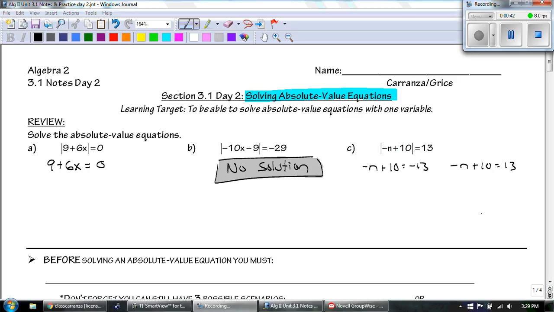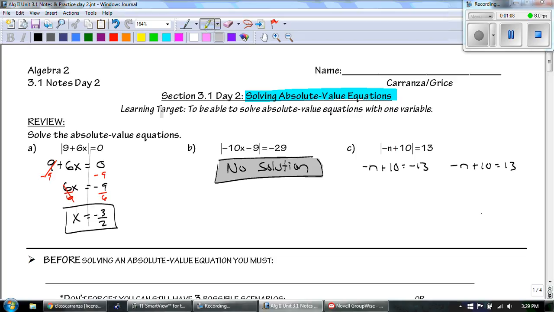And I just started some of them for you. So number A, I didn't finish it yet because this is one that has one solution. So once we figure out how many solutions it has, then I can start solving it. Divide by 6, divide by 6. Negative 9 divided by 6 is negative 3 over 2. And yes, we kind of expect you to know how to do that.